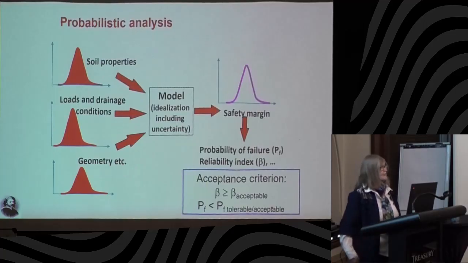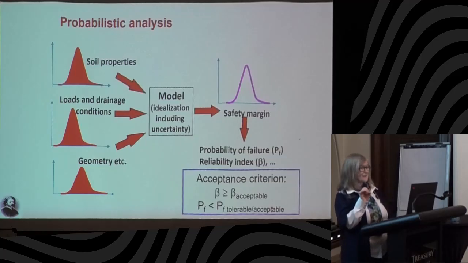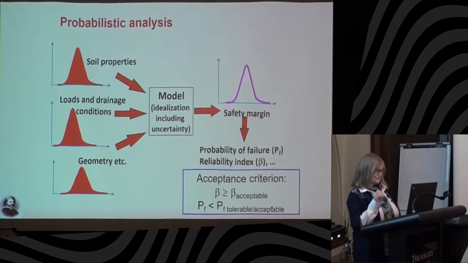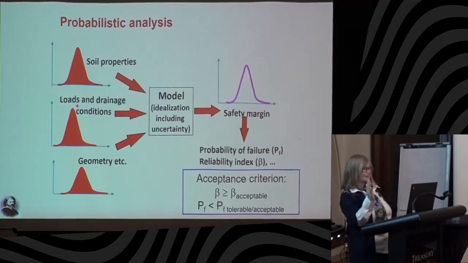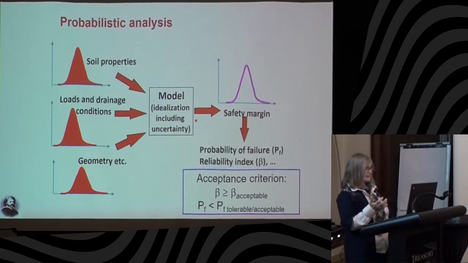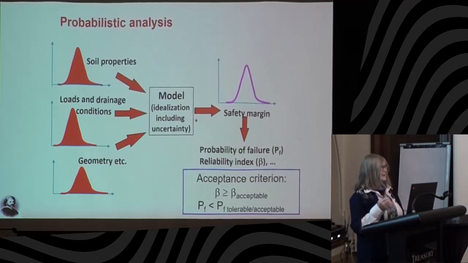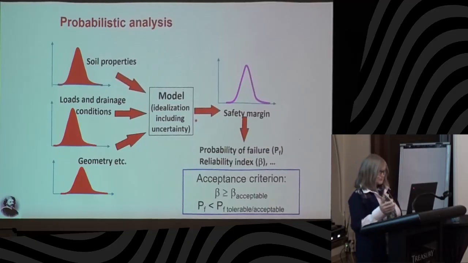When you do the probabilistic or risk-based analysis, as it's called today, you do exactly the same thing, but the input parameters are different. You describe the soil properties, the loads, and the geometry, if uncertain, with a distribution. It has a mean and standard deviation. So instead of just one value, it can have a multitude of values. You have a model, the same model as in the previous slide. It's an idealization, but it also includes an uncertainty, what is called a method uncertainty or model uncertainty.